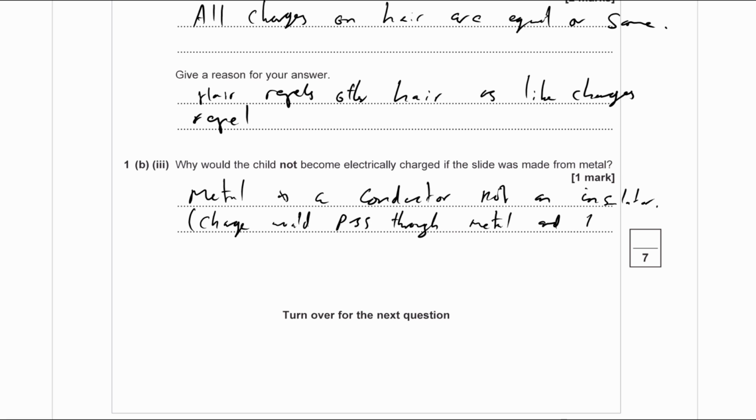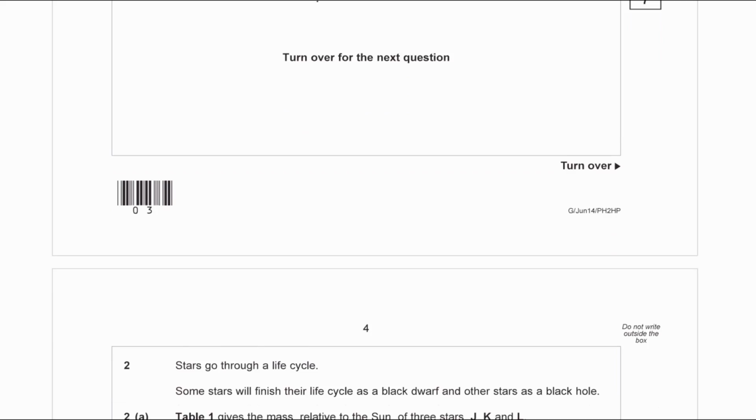and to the earth, right? Because that's what the charge would do, because the metal slide would be in contact with the supports, which are also metal, and so charge can literally get from the slide to the earth, right? And that stops it from remaining charged. Okay, right, so let's move on.